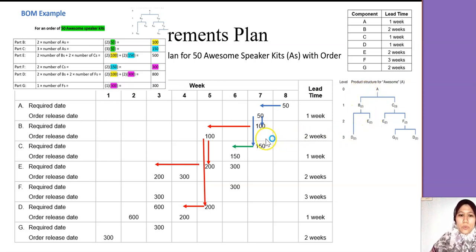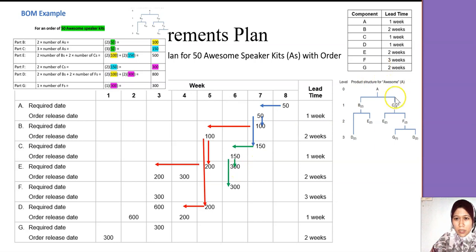And now we're going to do the C part. So 150 going to C is 1 week, so going this way. And then from C, they will go into E and F. So we go to E first. So E for C is this one, 150 times 2 is 300.